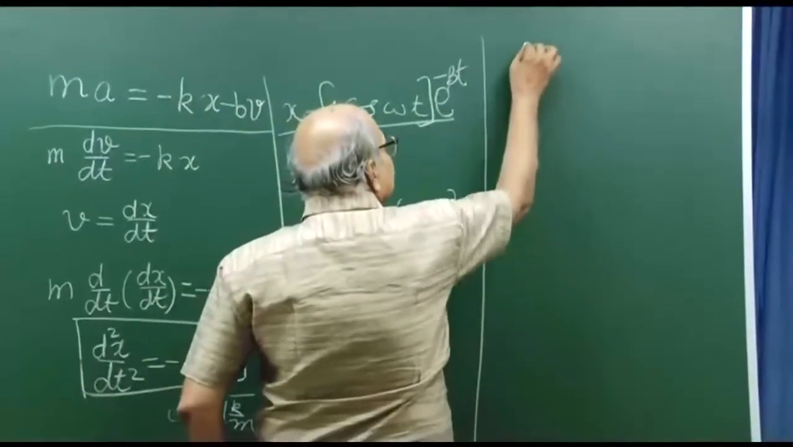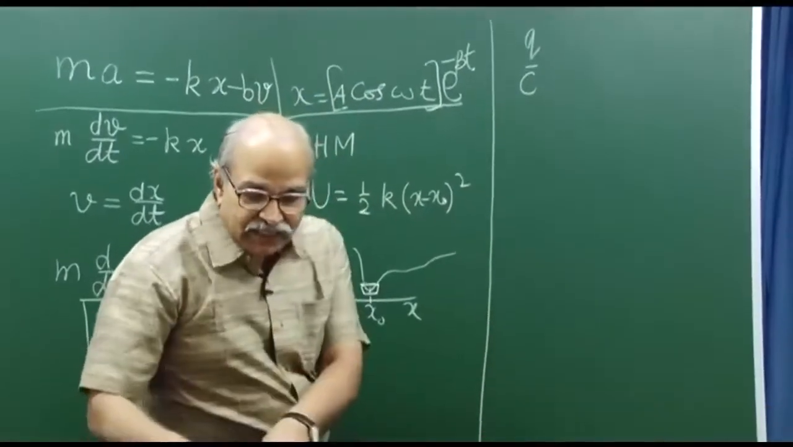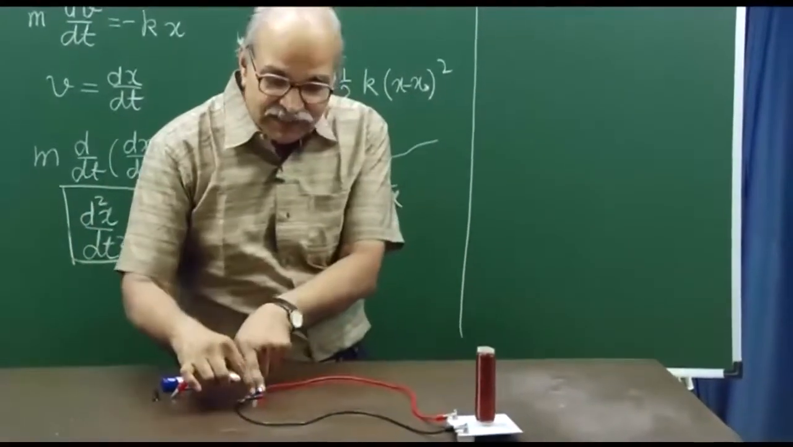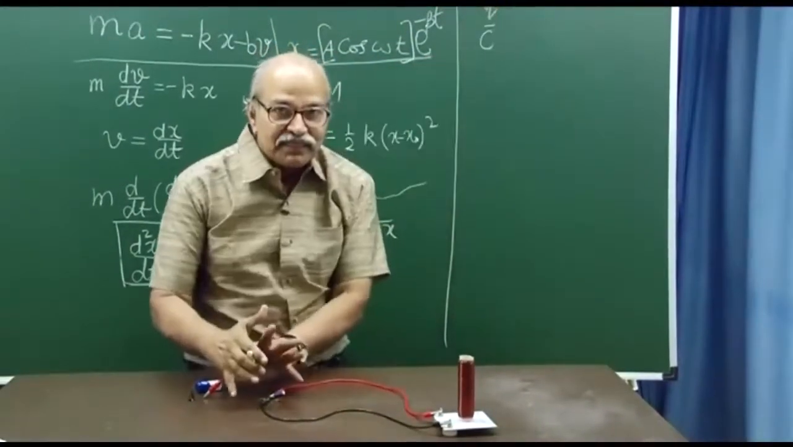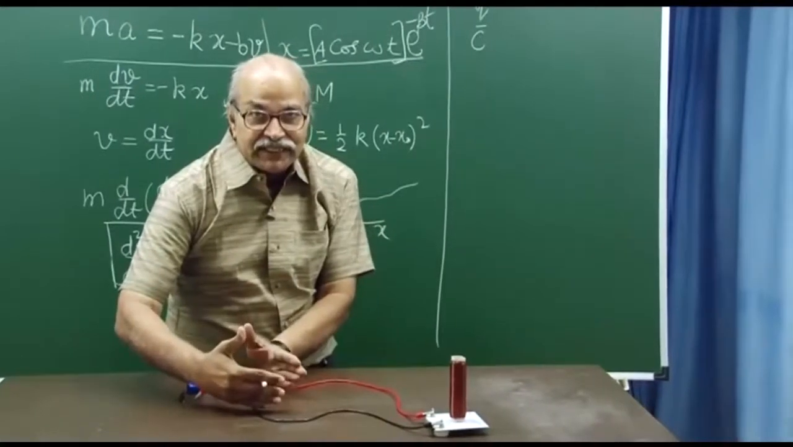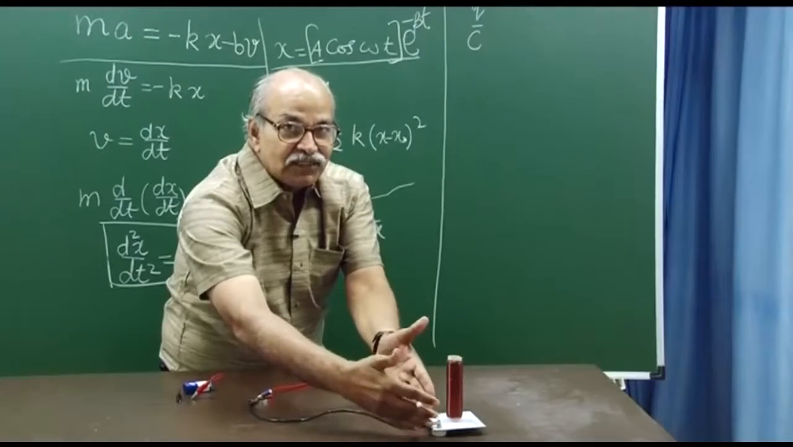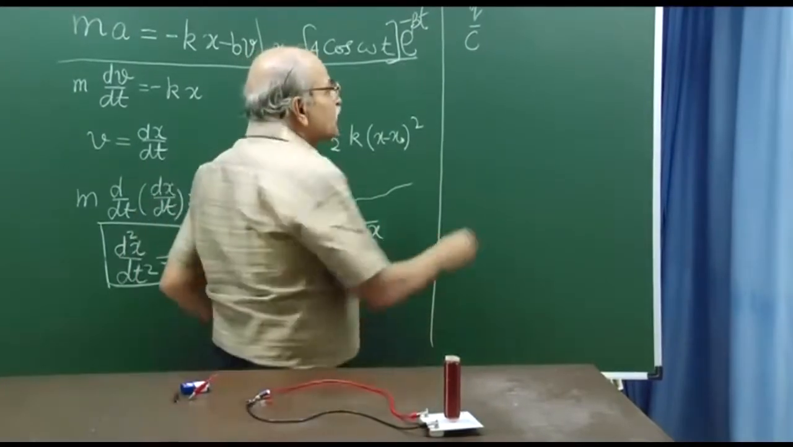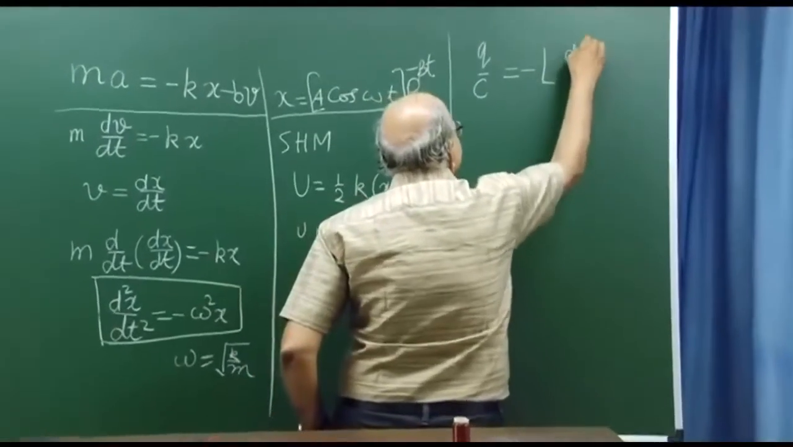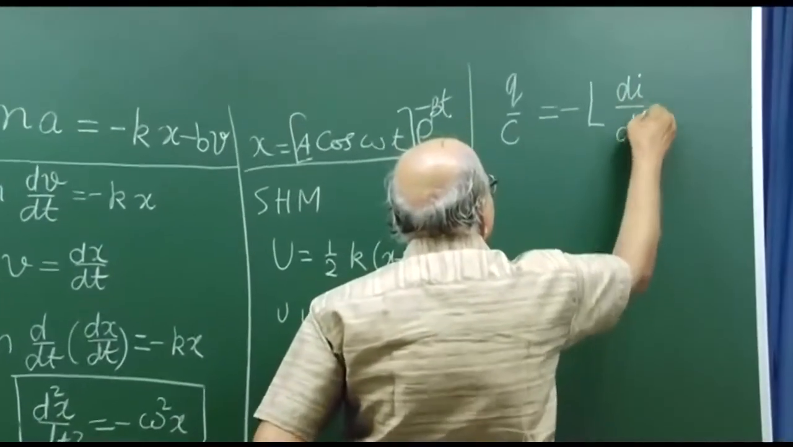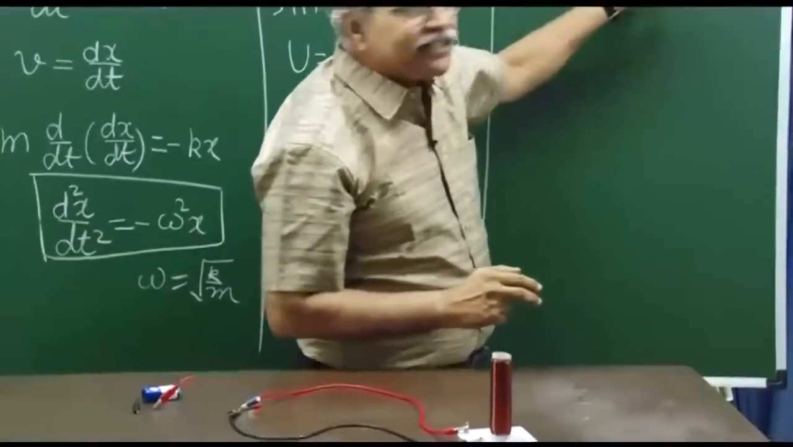this Q by C. What is that Q by C? Q is the charge on this capacitor, Q as a function of time, and C is the capacitance. So, this is the voltage here at the ends of the capacitor, and the corresponding part on this solenoid which are connected will be minus some constant times di dt. What is this I? This is the current here, and what is di dt?